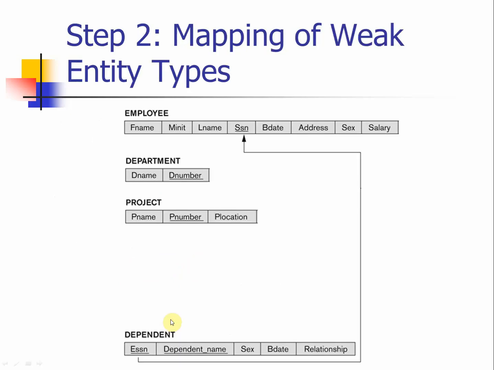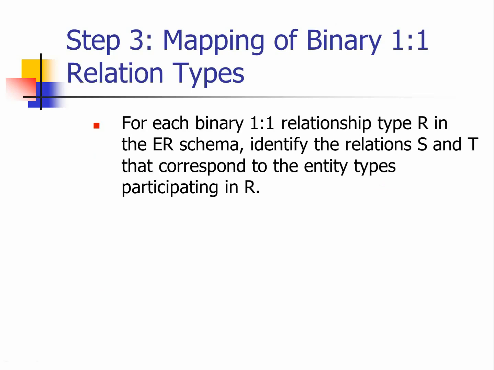Therefore, once we have finished step number 2, remember in step number 1 we have 3 entities already, and now we have another relation, which is the dependent being converted, and therefore you can see that our relational schema diagram for the current stage consists of 4 relations and 1 foreign key. In the next video, we will look into step number 3 through step number 5 that will help us to convert the relationships.